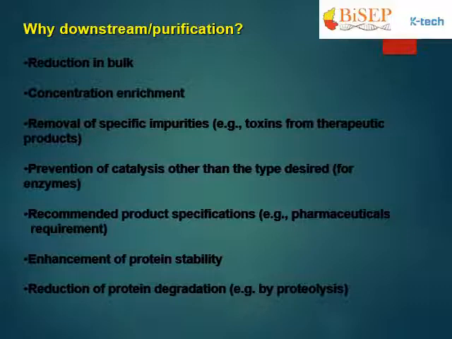So why do you need to have downstream purification? Because you need to reduce the bulk into minor components, enrich and concentrate it into a particular product, remove specific impurities from the product, prevent proteolysis of the protein and prevent your protein from getting lost, and meet recommended product specifications, because there are various requirements and guidelines. As per the guidelines you need to do the product purification. And next, enhancement of protein stability and reduction of protein degradation, because the product will get degraded. All these form the essential components of a downstream process.